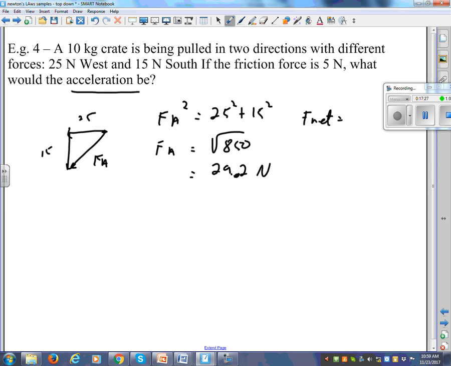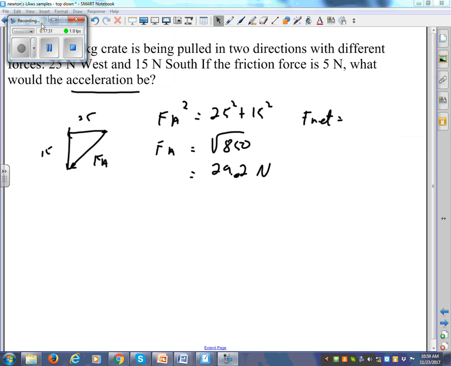F net is equal to MA. No, it's not. F net is equal to the applied force plus the friction force. So that's going to be our 29.2 plus a minus 5. 24.2, of course.